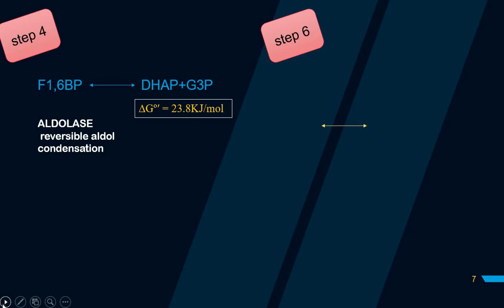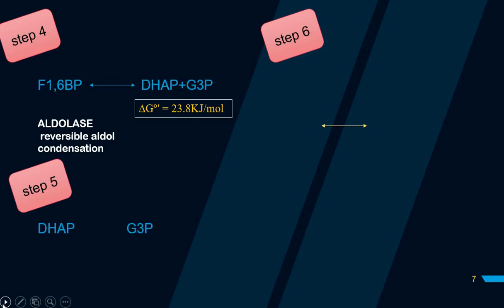In step 4, fructose 1,6 bisphosphate is reversibly converted to DHAP and glyceraldehyde 3-phosphate. This reaction is an aldol condensation reaction, and the enzyme that guards it is aldolase, because in the aldol condensation the product formed here is ketose plus aldose. The amount of free energy liberated here is 23.8 kilojoule per mole.